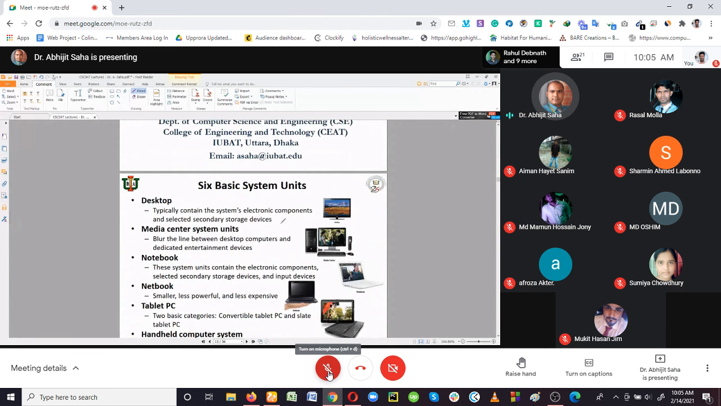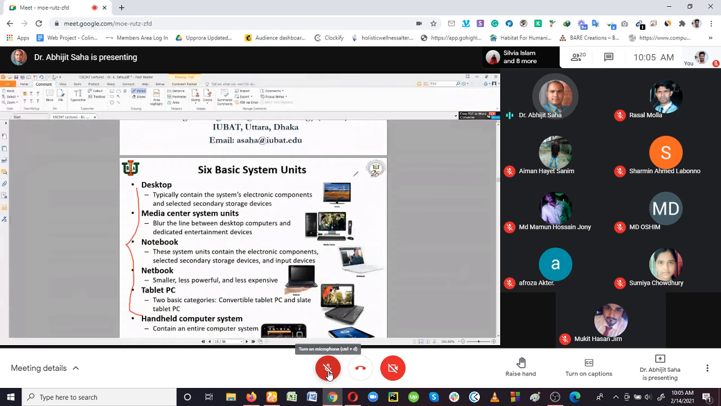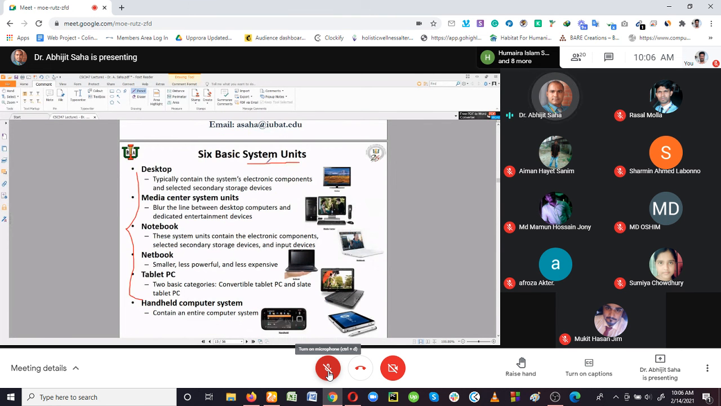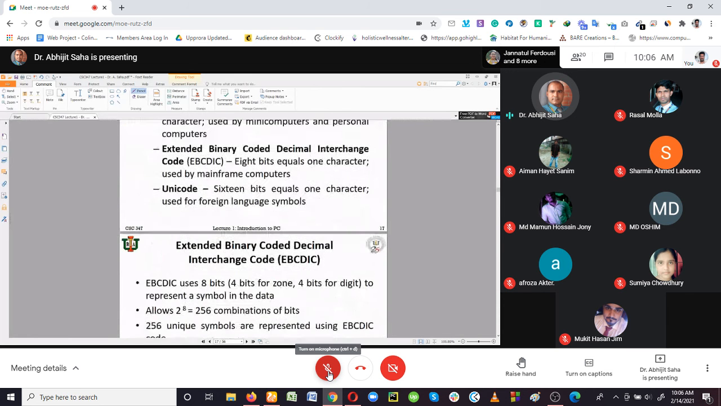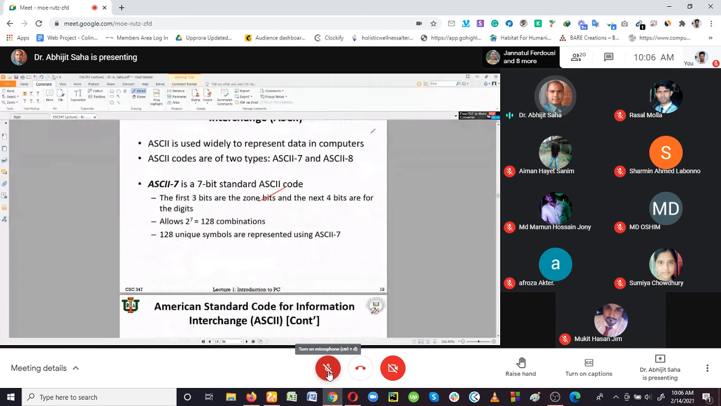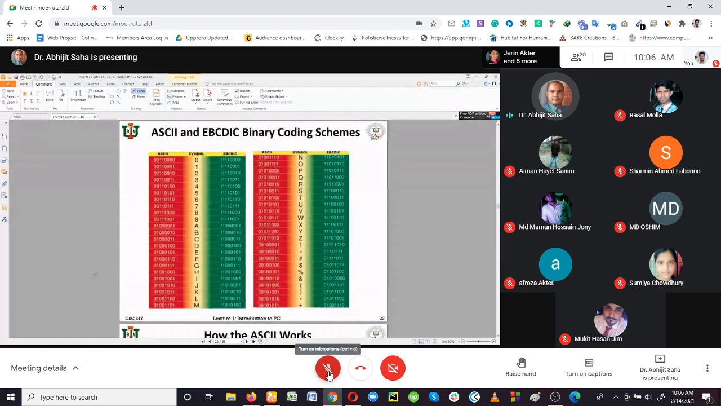So you should know how to define the system unit and discuss the 6 basic system units and compare them, right? What is a system unit, or define system unit, and discuss the 6 basic system units, and compare what is the main comparison between them. It can be asked like that. It's for understanding only. But this table you actually need to know.